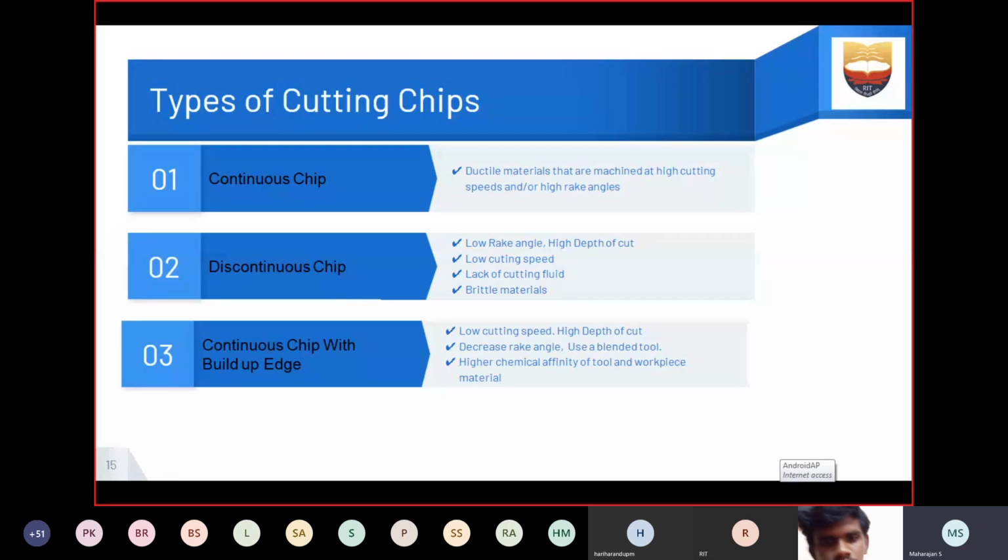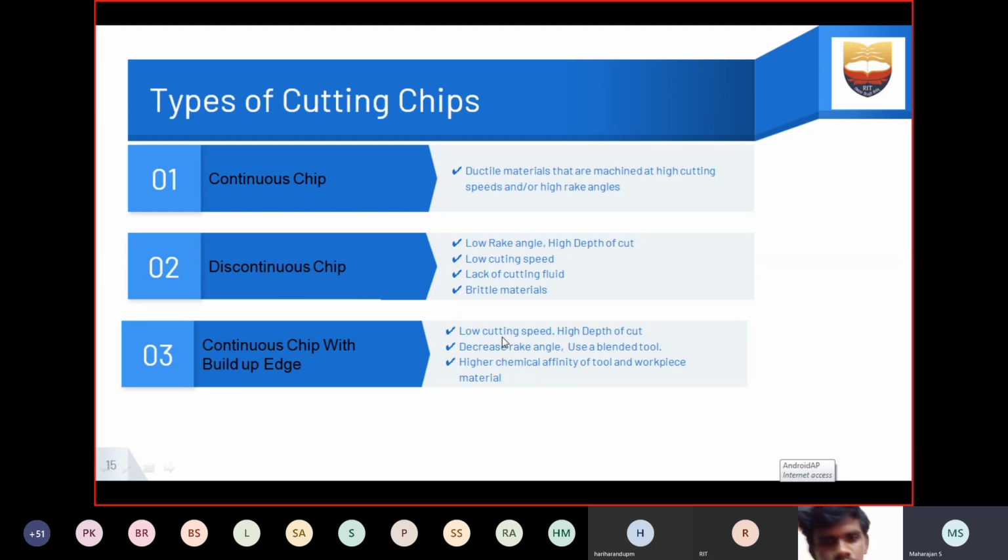So, types of chips, cutting chips. We have three different types of chip: continuous, discontinuous, and continuous chip with build-up edge. Continuous chips occur in ductile material with high rake angle and high cutting speed. Discontinuous chips occur in brittle material, with low rake angle, high depth of cut, and low cutting speed. And the continuous chip with build-up edge occurs in ductile material in case of low cutting speed.